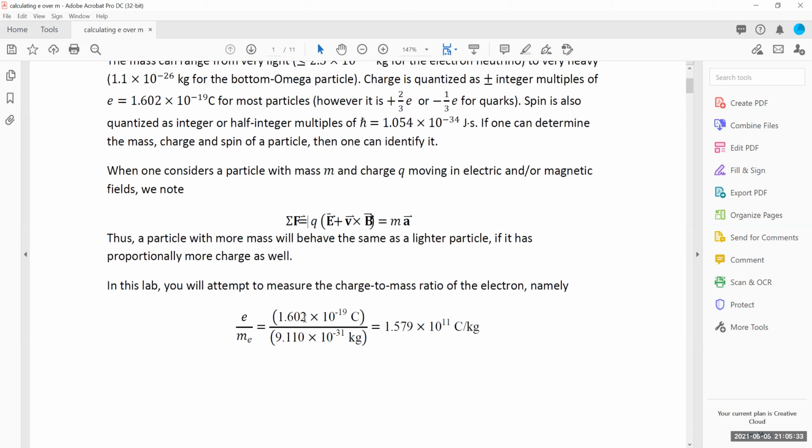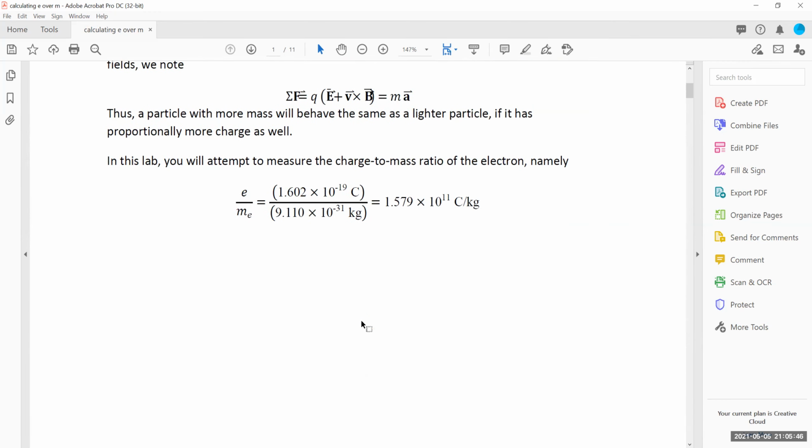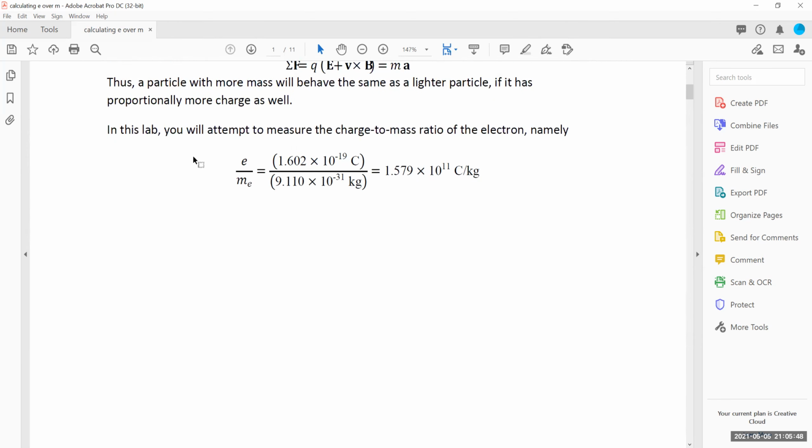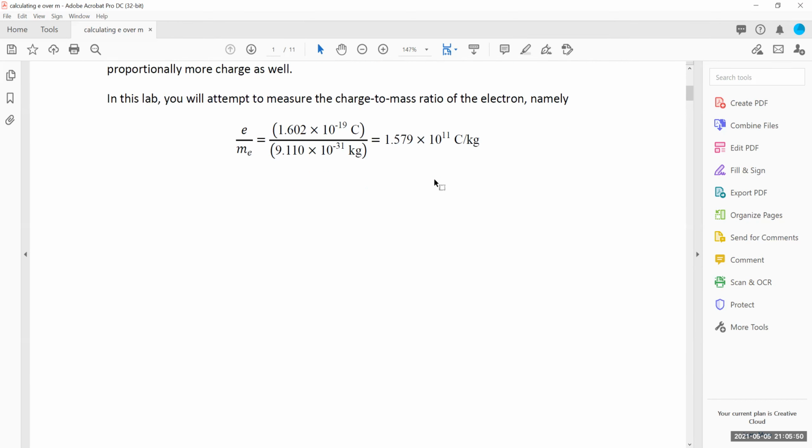e over m_e, the charge is this much, the mass is this much, and the number should be 1.759 times 10 to the power 11, because the mass is so tiny, and you're dividing by a tinier number, so that's why this ratio is actually a big number. So that is the ultimate goal. This is what we want to see in this lab, okay.